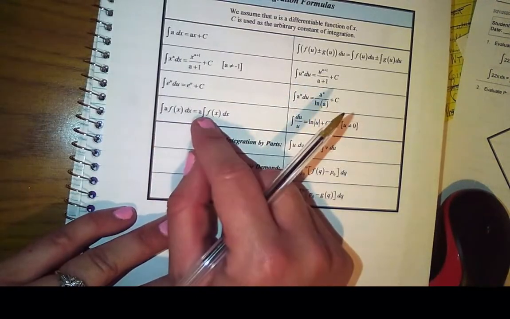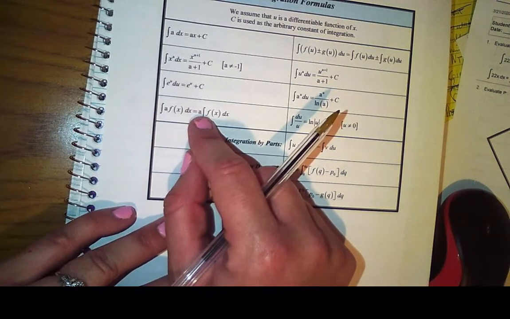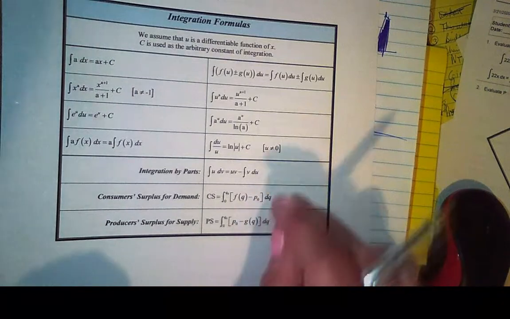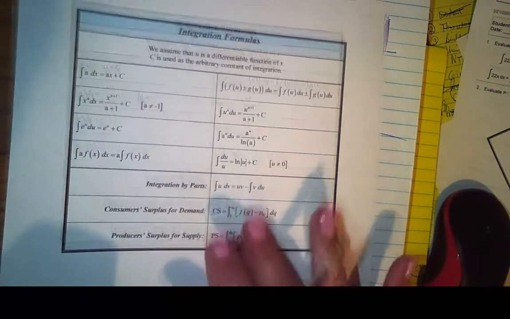This also says if I've got a constant multiple, I can bring it out front and pull it along for the ride, okay? And then this one is going to be natural logs. Integration by parts we'll get to later, and then we've got a couple of other things. So again, this is your little cheat sheet, but I'm going to do a few of these, and then we'll just go from there.